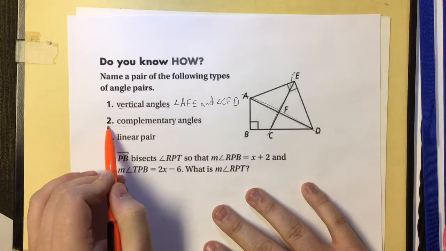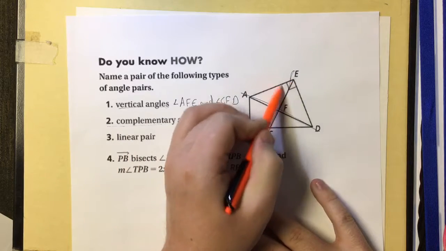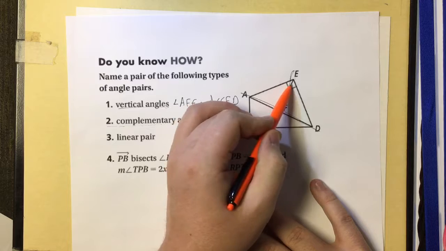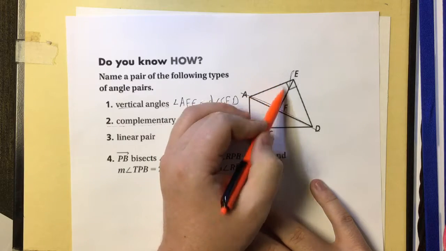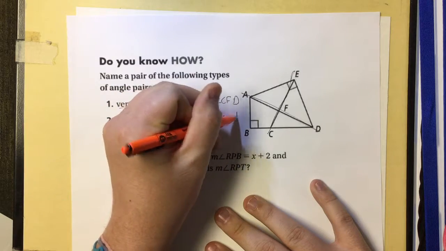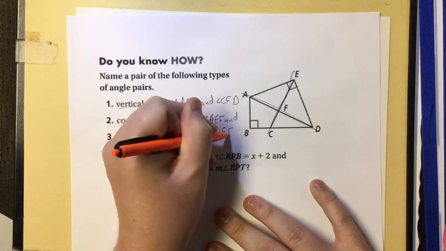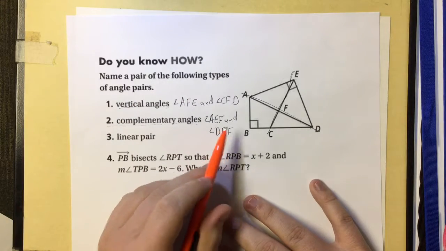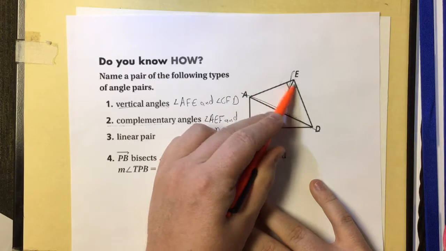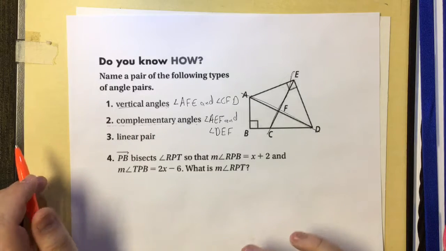To find complementary angles, I need to find two angles that add up to 90. And I see right here a right angle mark and two angles together making that right angle mark. So I can say angle AEF and angle DEF. Because together they make up that 90-degree angle. This piece, the left plus the right, equals the whole thing, and that box tells us that it's 90. So therefore it's complementary.